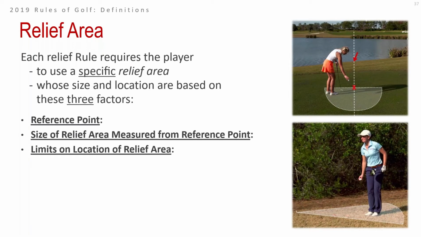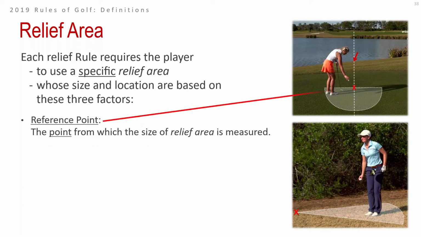So each relief rule requires the player to use that specific relief area whose size and location are based on these three factors. This is where the definitions and the Rules of Golf have internal definitions, and this is one of those occasions. So, reference point: if you can see in that top example, the reference point is the point from which the size of the relief area is measured. As denoted here by our X's, that's our reference point. We're going to determine the size of that relief.